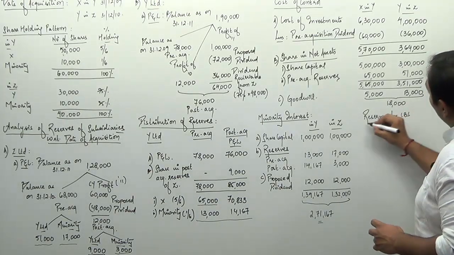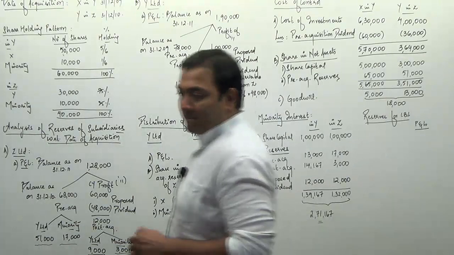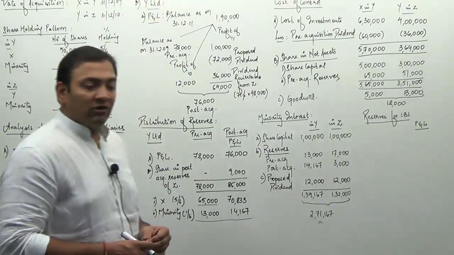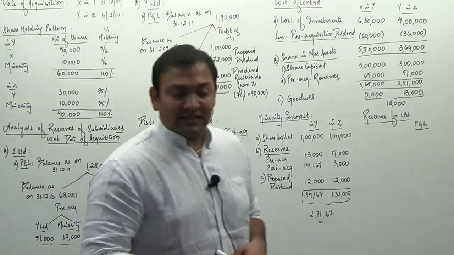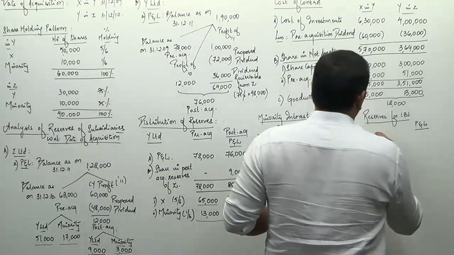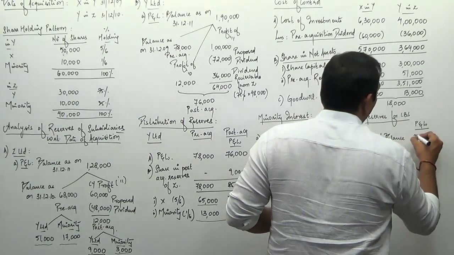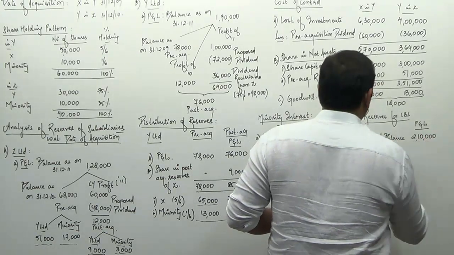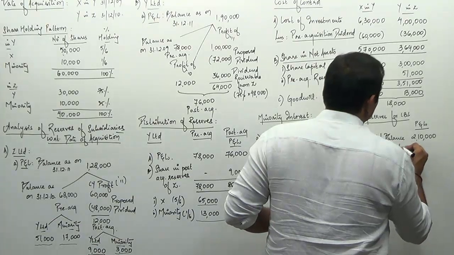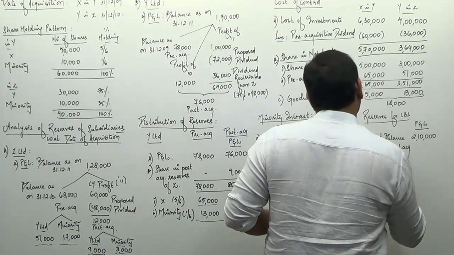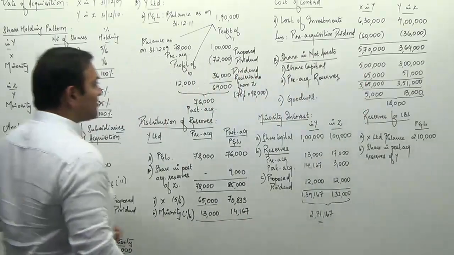Reserves for CBS, final working note, only one reserve, P&L. Only one working note, P&L. Pick up from the balance sheet, what is a P&L? P&L from the balance sheet of X Limited is 2,10,000. X Limited balance is 2,10,000. His share in post-acquisition reserves of Y. What is his share in post-acquisition reserves of Y?